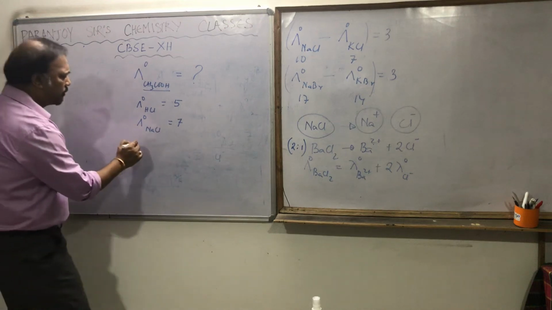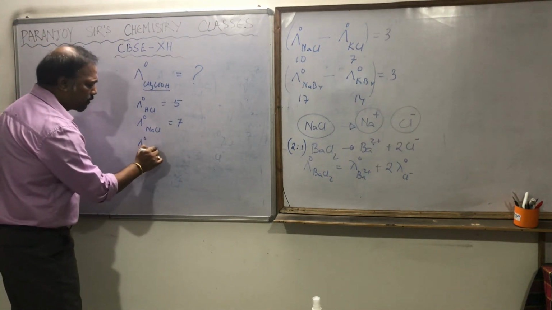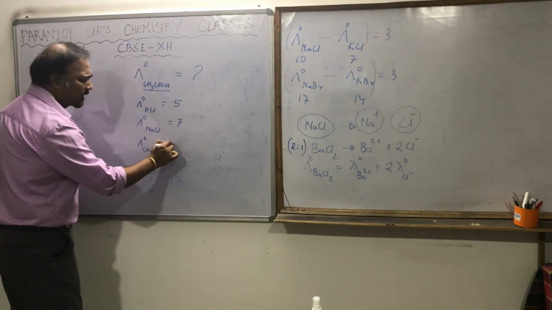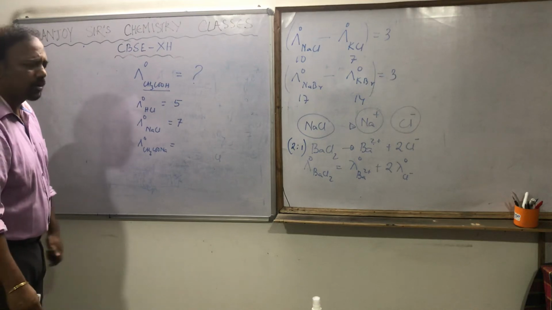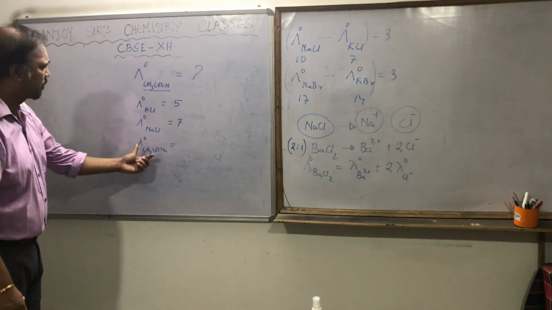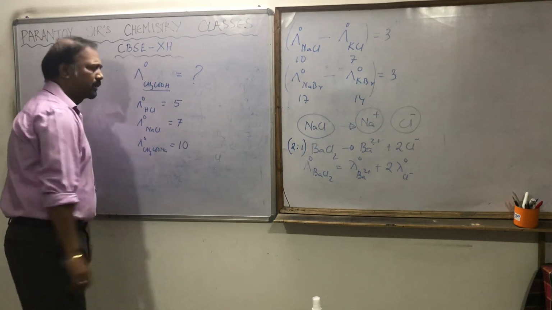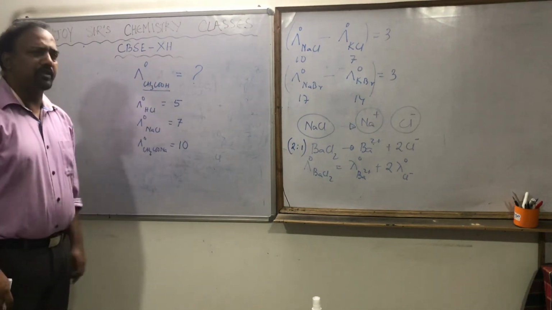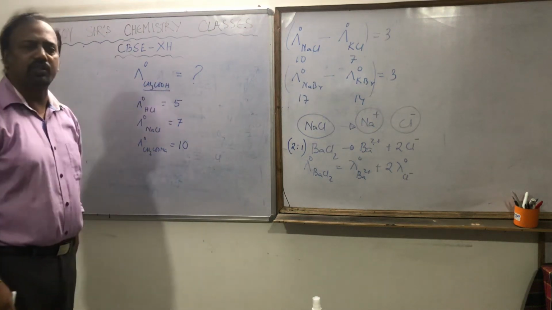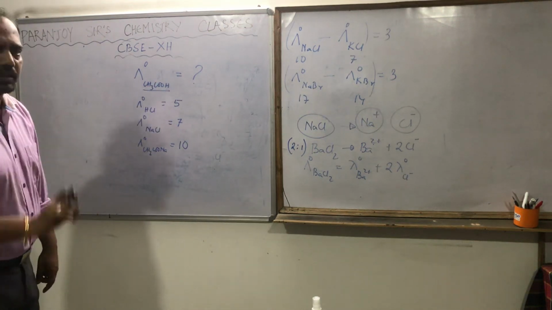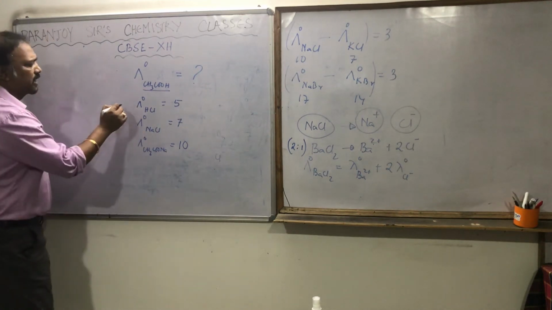And can we find the value of lambda 0 for CH3COONa, that is sodium acetate? That is also a strong electrolyte. Sodium acetate is a sodium salt, and all sodium salts are strong electrolytes. Suppose the value for sodium acetate is 10. By knowing these three values, can we find the value of lambda 0 for CH3COOH using Kohlrausch's law of independent migration? It's very simple.